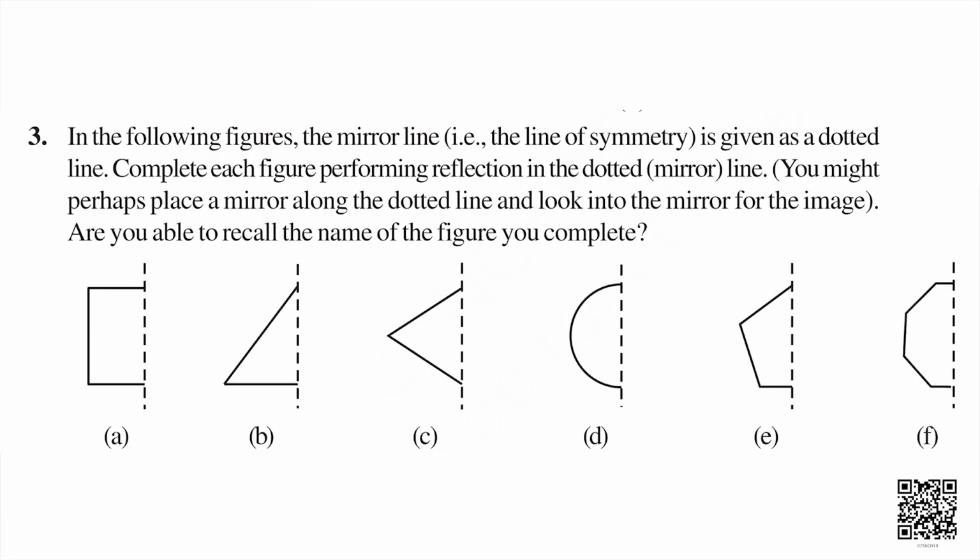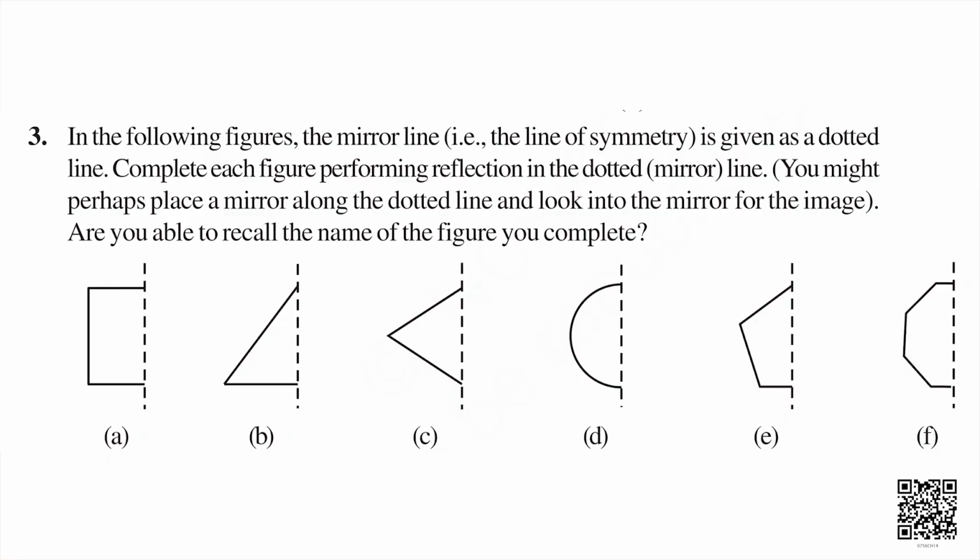Now students, let us move on to the third question and try to solve it. So the third question is, in the following figures, the mirror line, that is the line of symmetry, is given as a dotted line. Complete each figure performing reflection in the dotted mirror line. You might perhaps place a mirror along the dotted line and look into the mirror for the image. Are you able to recall the names of the figure you complete?